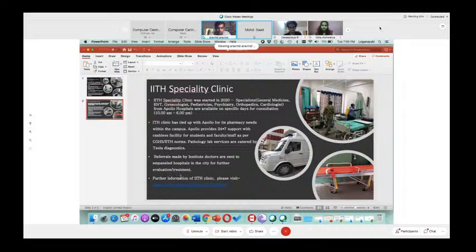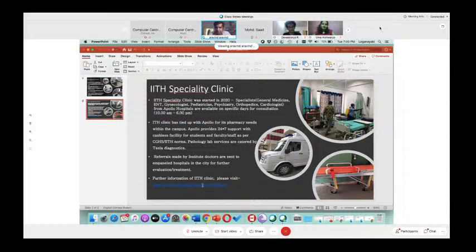I will later share the slides with you. This has all the information, and we have all the information regarding medical facilities on our own website. I welcome you all to the department, but I wish the need for visiting our department occurs very, very rarely during your tenure at IIT Hyderabad. May the Almighty give you all good health.